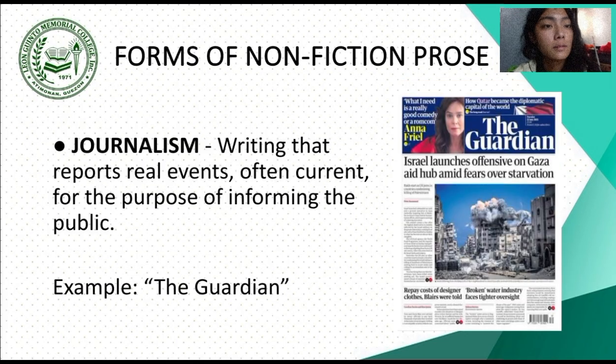Next is journalism, writing that reports real events, often current, for the purpose of informing the public. Journalism is the practice of gathering, assessing, creating, and presenting news and information. It involves reporting on current events, investigating issues, and informing the public through various media channels such as newspaper, television, radio, and the internet. Ethical standards and accuracy are crucial in journalism. News articles are factual, timely reports on current events. They're typically written in an objective style and follow the inverted pyramid structure, starting with the most important detail and ending with the least. This is all about finding out current facts and events and then sharing them with many people quickly. And an example of journalism is The Guardian.